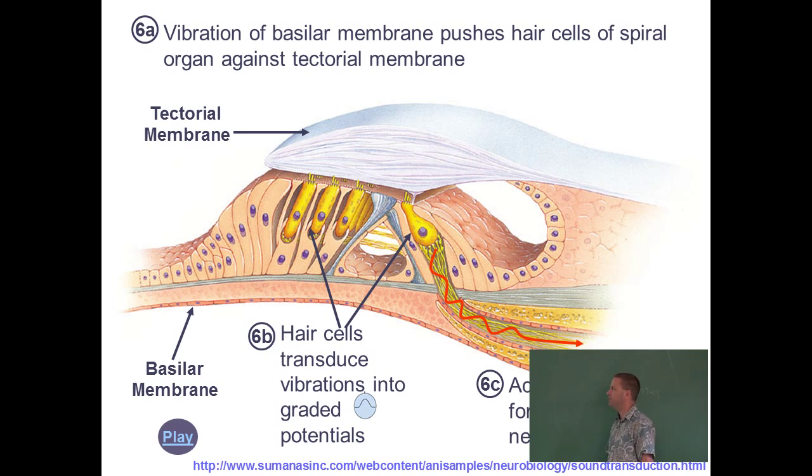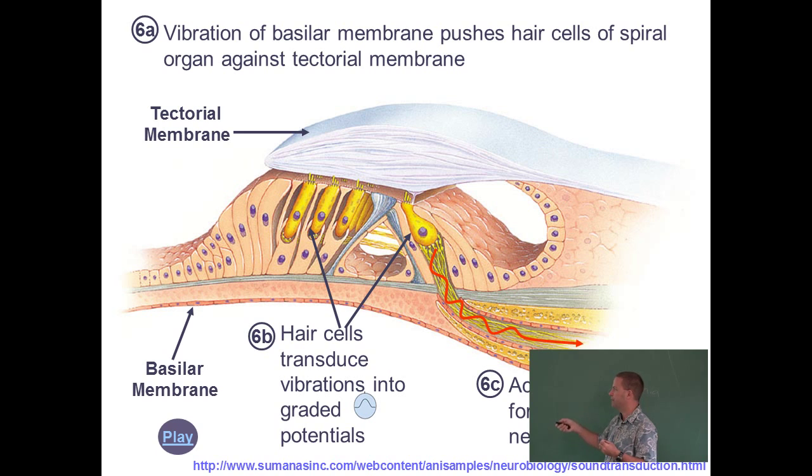Okay, so remember that we have these fluid-filled canals, and that the canals are vibrating as the oval window is being pushed upon by the stapes. And so as these canals vibrate, this is going to force these hair cells here into something called the tectorial membrane. And the tectorial membrane sits on top of the hair cells. The hair cells do the transduction of sound. And the more sound coming through here, the more sound waves, the more it's going to mash these hair cells into the tectorial membrane.